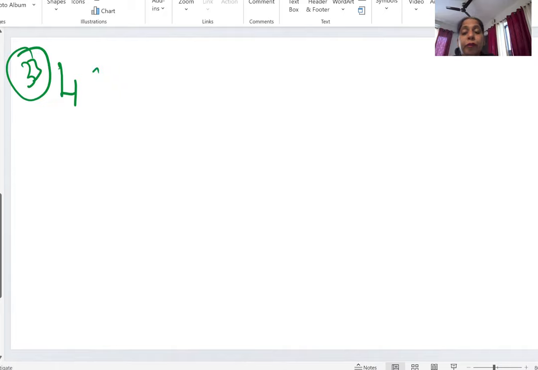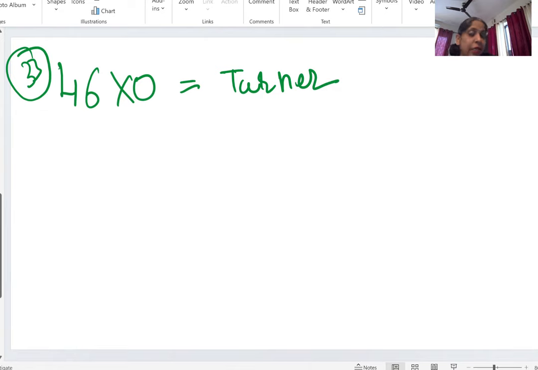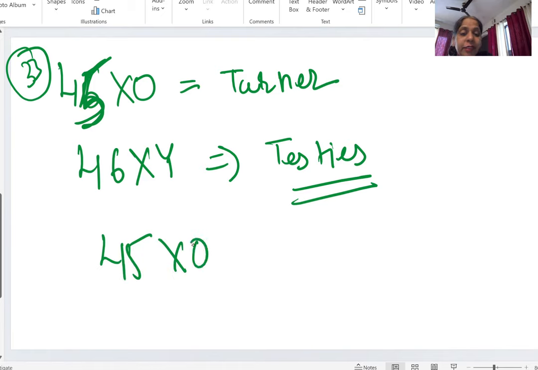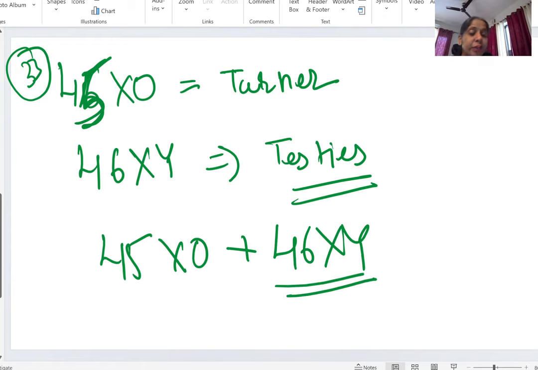Okay, listen carefully. Usually Turner has a 46 XO genotype. If 46 XY is also present, then there will be testes present. Mostly, what is the genotype of Turner? 45 XO. But sometimes the genotype of Turner is mixed, 45 XO plus 46 XY. So due to the presence of 46 XY, testes will also be present.